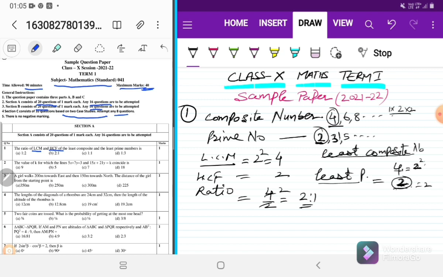So we'll check whether it is there or not. So your option B, 2 ratio 1, is your answer. Okay. So this way you can find. First of all, you should know about those numbers, then you can find the ratio.